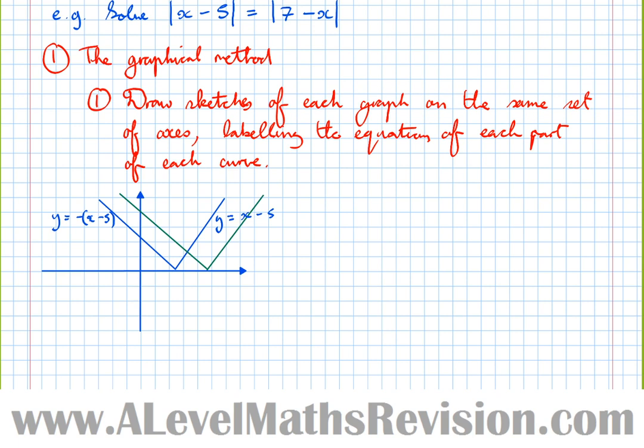And labeling each part of the graph. So this part here was the unreflected version. So that's y equals 7 minus x. But this part here is the reflected version. That's y equals minus of 7 minus x. So we can see the solution is where the two of them cross.